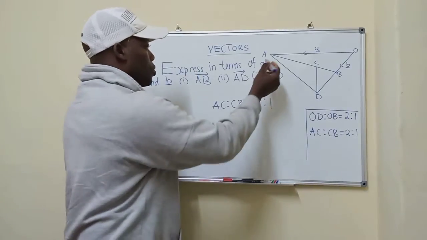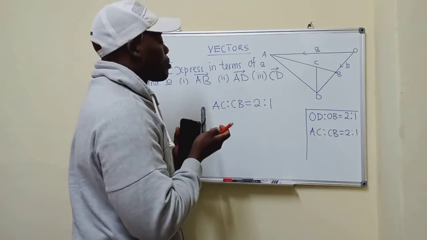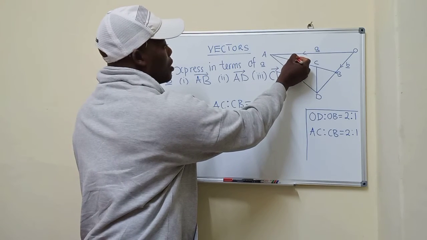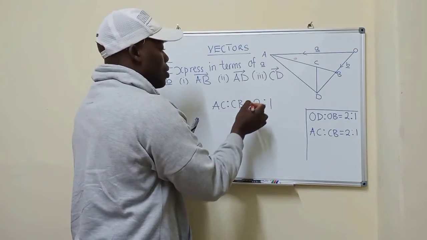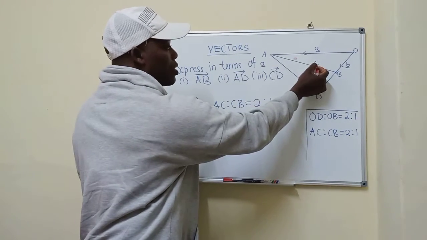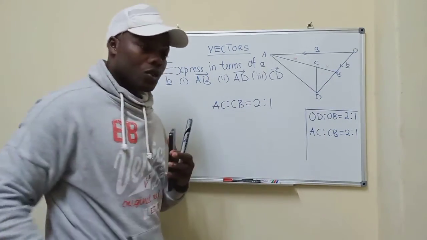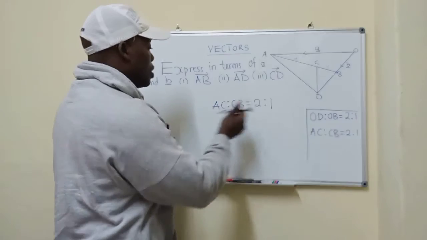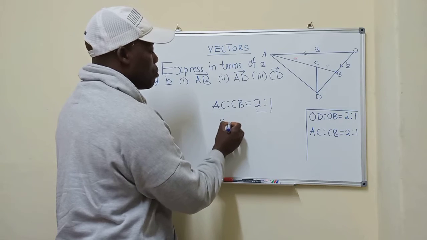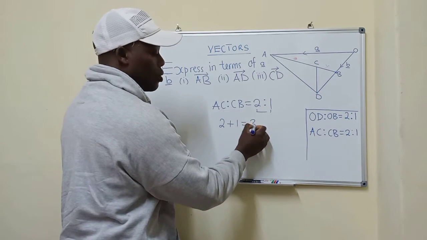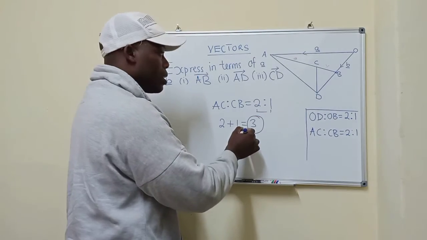In case they want you to find what is right here, the vector AC, okay? You're going to use this ratio, or if they want you to find CB, you're definitely going to use this ratio. So how do we use the ratio? You get these numbers, okay? Add them. So you say 2 plus 1 is equal to 3, okay? So this is our denominator, okay? The one we've just found is our denominator.